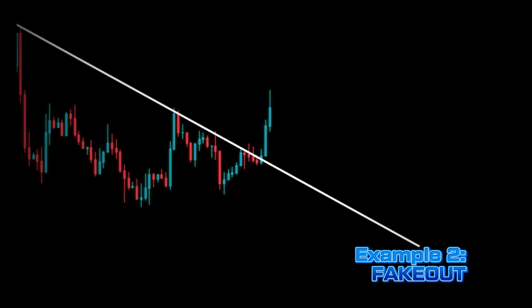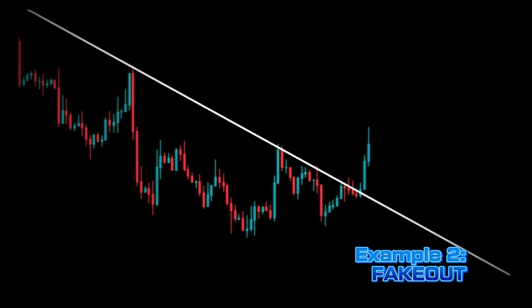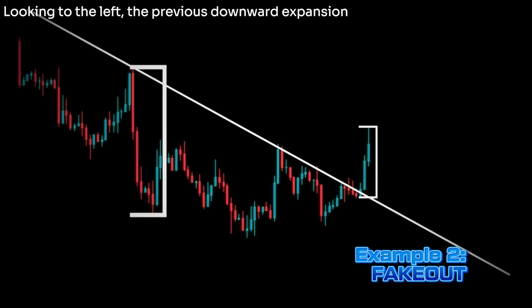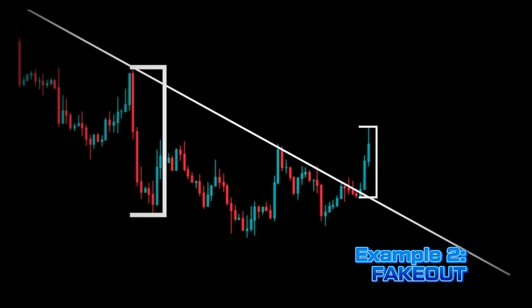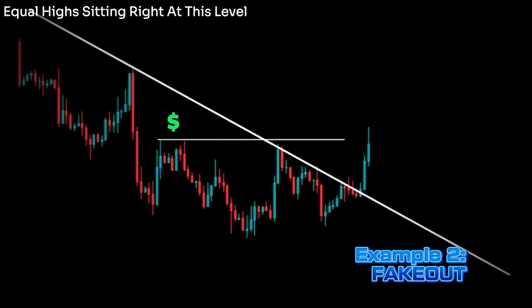While many retail traders would view this as a valid entry signal, you must always evaluate what is happening on the opposite side of the order book. If you look closely, this upward expansion lacks explosive energy. Looking to the left, the previous downward expansion featured candles twice the size of these current bullish ones. Additionally, we spot equal highs sitting right at this level, representing a significant pool of buy-side liquidity.